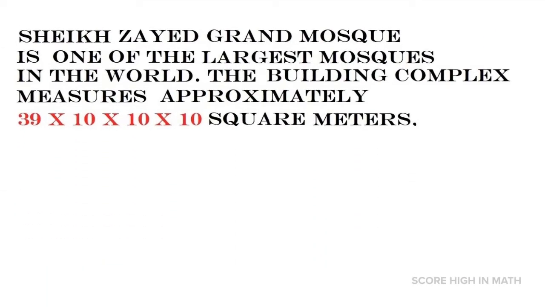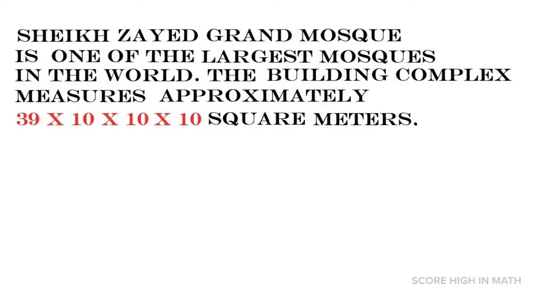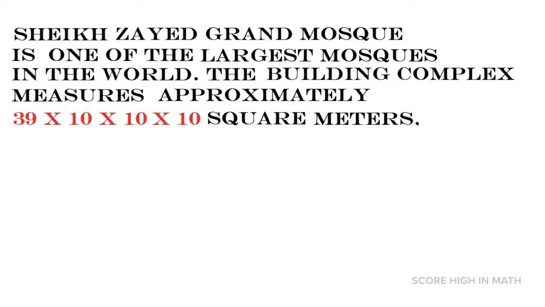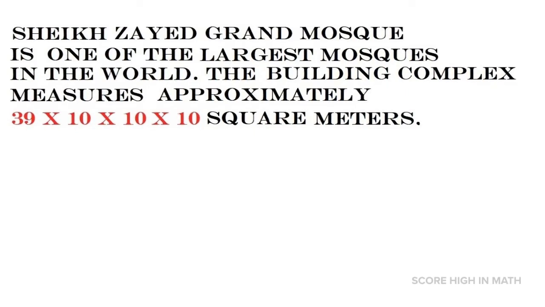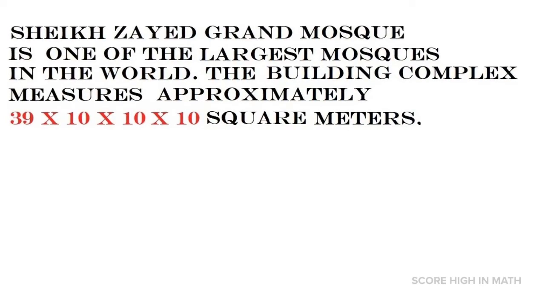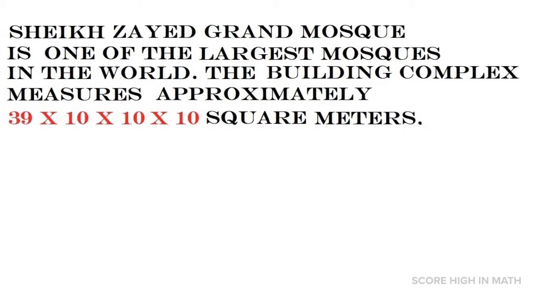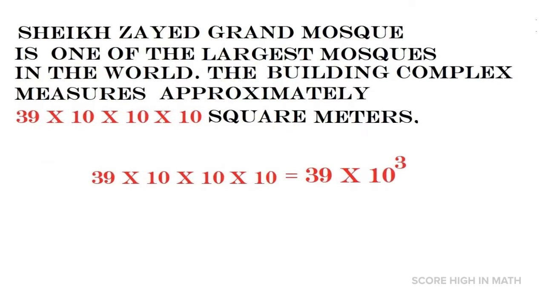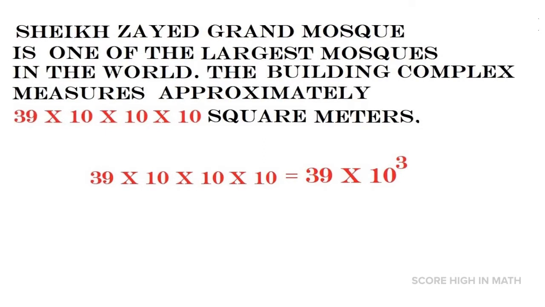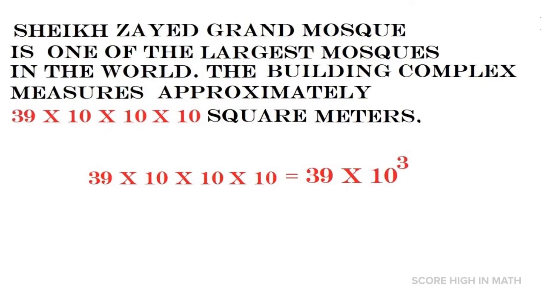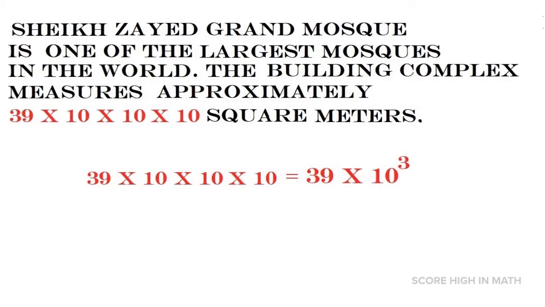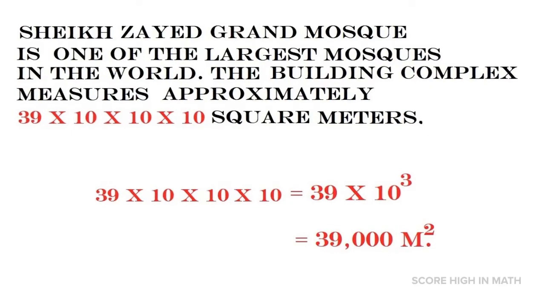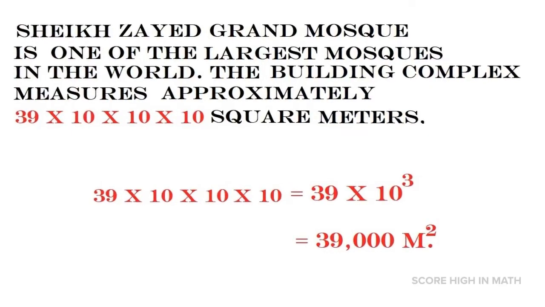Let us work on this example so that you can get it straight. Sheikh Zayed Grand Mosque is one of the largest mosques in the world. The building complex measures approximately 39 times 10 times 10 times 10 square meters. The base 39 has a factor of 1 time and base 10 has a factor of 3 times. Consequently, we can write 39 times 10 to the power of 3. To evaluate the value, the building complex measures approximately 39,000 square meters.